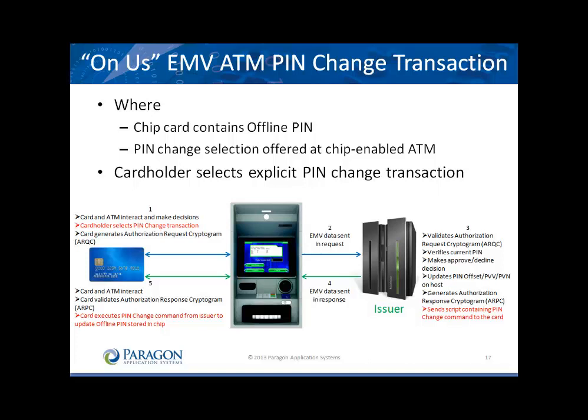The cardholder selects the PIN change transaction at the ATM. When the transaction request reaches the host, it will verify the current PIN and update the PIN offset stored on the host. The host will also generate an issuer script containing the PIN change command, which will be attached to the transaction response. The ATM will pass the issuer script to the chip card, and the card will execute the command, which updates the offline PIN stored in the chip.